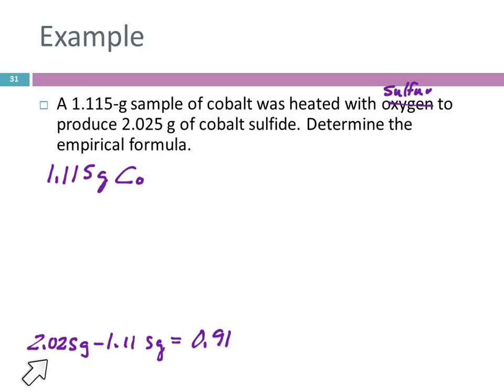But do you see how each of these numbers has 3 decimal places? Subtracting, I should have 3 decimal places. I had a 5 minus a 5 in that last place, and that gave a 0, which my calculator ignores. I need to put that back in. So there's our mass of sulfur: 0.910 grams of sulfur.